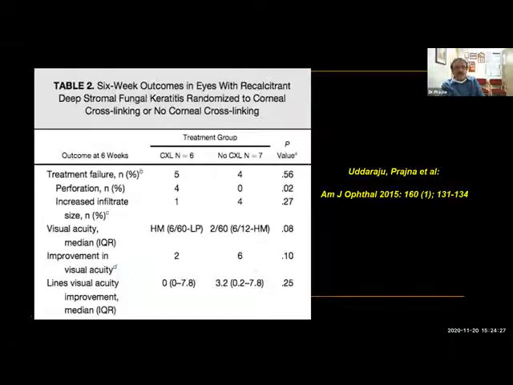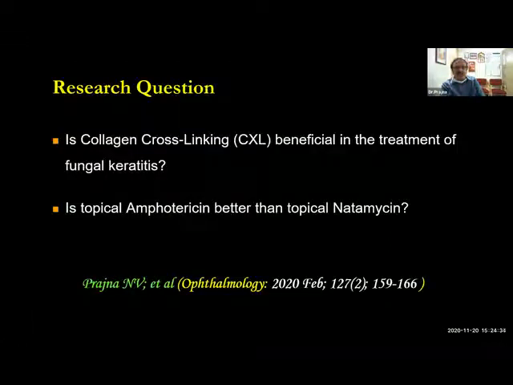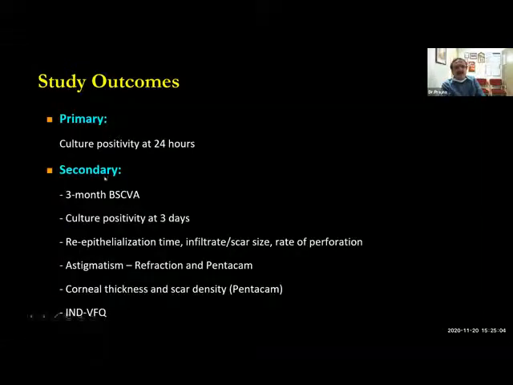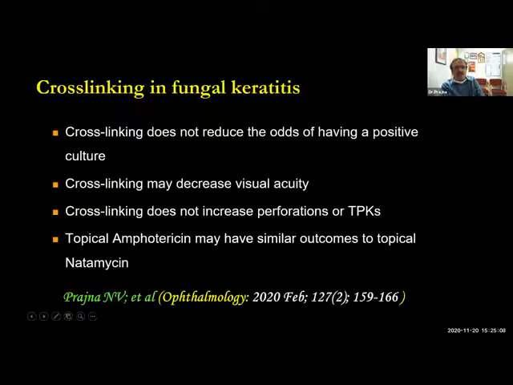So we were criticized because we actually looked at deeper fungal keratitis. And so we decided to do a new study. We said we'll take all cases of fungal keratitis, not limiting to the deep fungal keratitis, and ask two questions. Is cross-linking beneficial? And second, how does topical amphotericin compare to topical natamycin? So we had four groups, a natamycin group and an amphotericin group, and cross-linking added on to both groups. We had culture positivity at 24 hours as the primary endpoint. To keep a long story short, this was at 3 months follow-up. What we said was it does not reduce the odds of having a positive culture, there was no big effect.